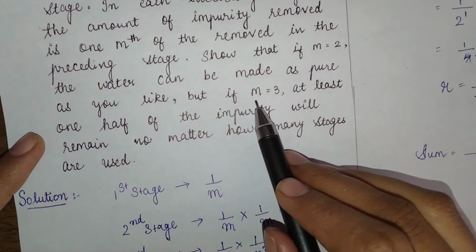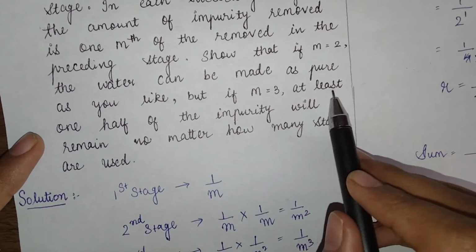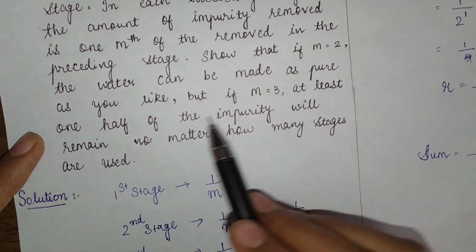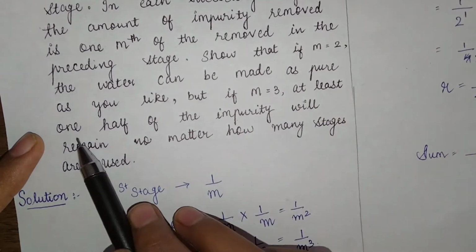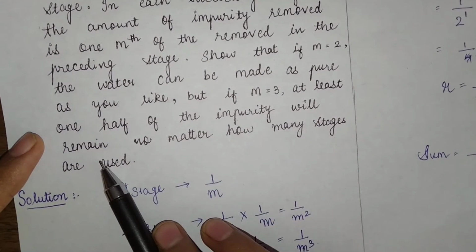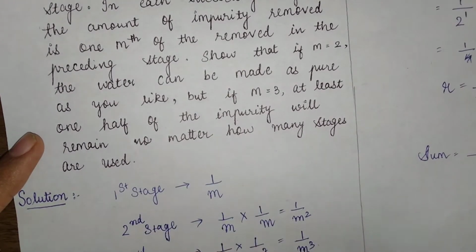Now if we put m equal to 3, then we will get 1/2. It means that here when m equal to 3, at least 1/2 of the impurity will remain, no matter how many stages are used.